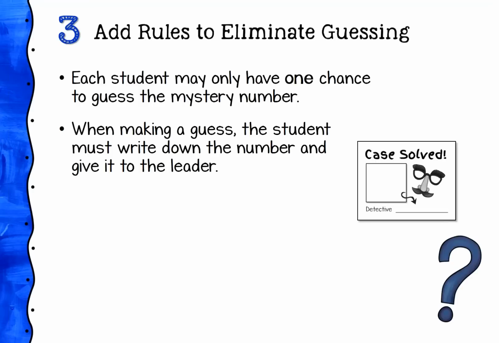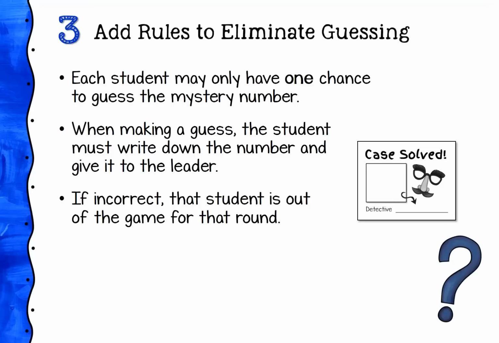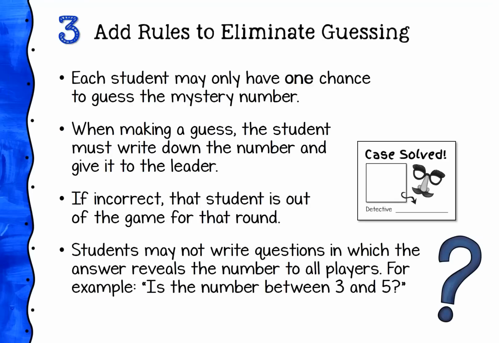So I created these little cards that say "case solved," and you can give one to each student at the beginning of the game and tell them not to write on it right away, because they'll turn them back in to you if they don't happen to guess the number. But they put their name down as the detective, and if they figure out the number, they write the number on the card. And as I said, if they're incorrect, they're out of the game for that round.